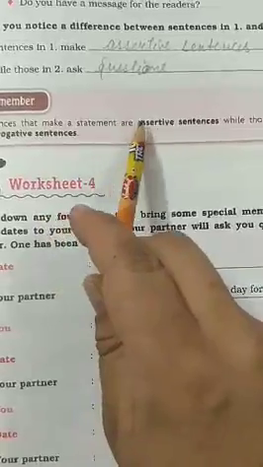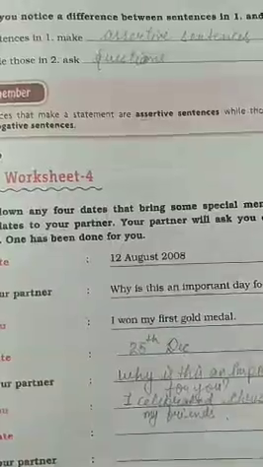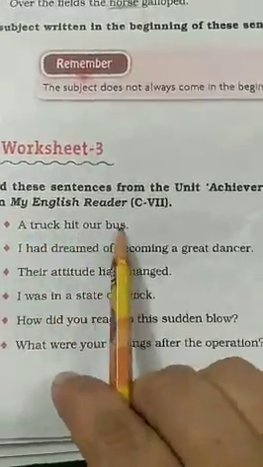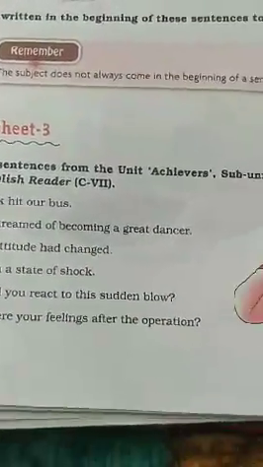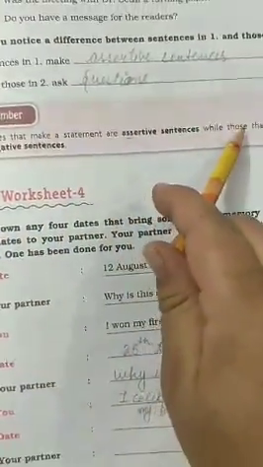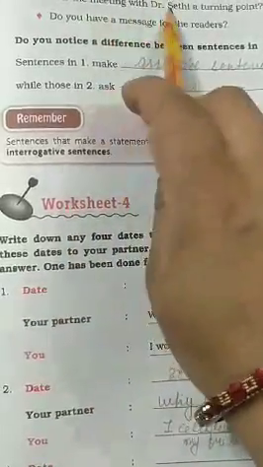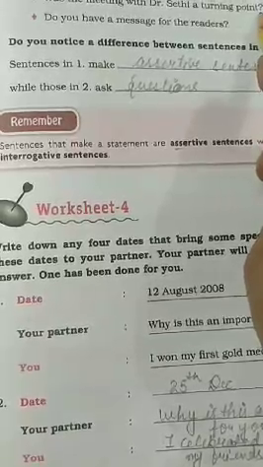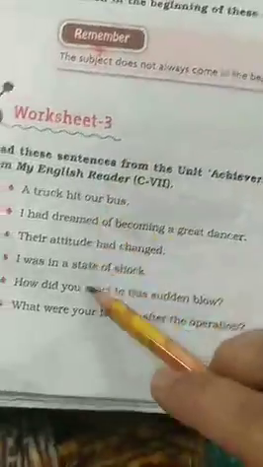Sentences that make a statement are assertive sentences. Those sentences which make just a simple statement are called assertive sentences. For example, a truck hit our bus. I had dreamed of becoming a great dancer. So these are just statements, so these are assertive sentences, okay? And those that ask a question, which inquire about something and have a question mark at the end of the sentence, what are they? They are interrogative sentences. So here these are assertive sentences and these are interrogative sentences.